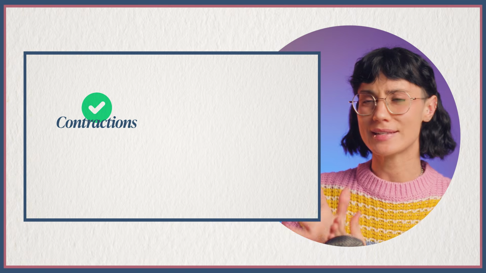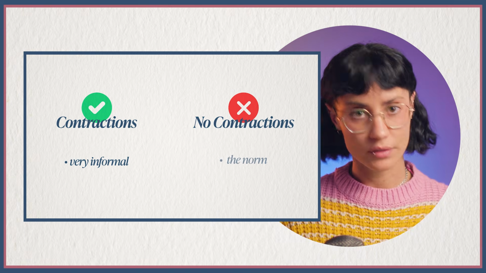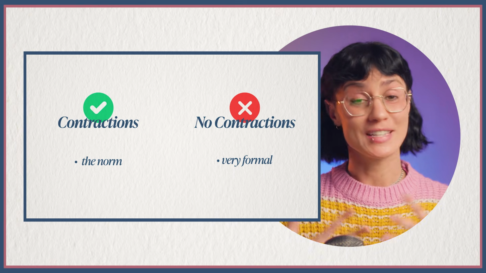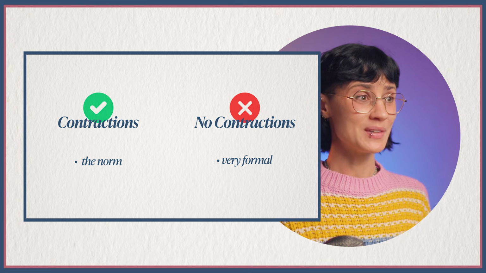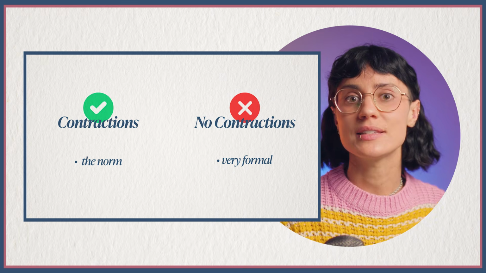A lot of learners tell me that they see contractions as extremely informal and not using contractions as the norm. But I'm here to tell you it's totally the opposite. Using contractions is the norm, and not using them is not actually just super formal even. It's not even about formality. It's so stiff and robotic. We often associate not using contractions with robots or with non-native speech.